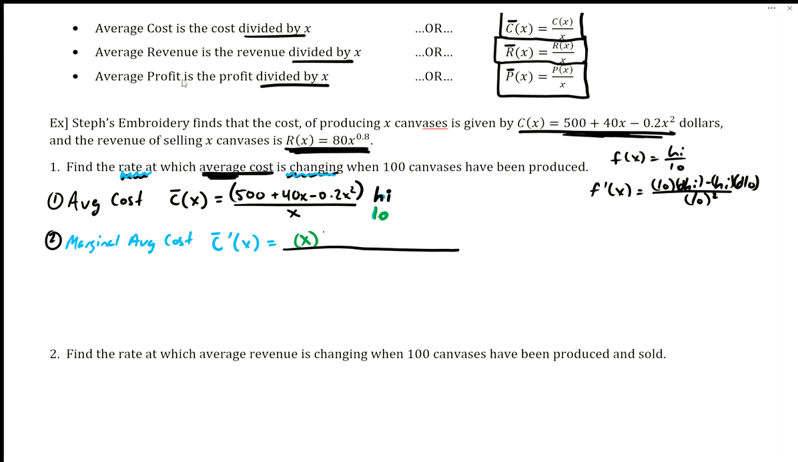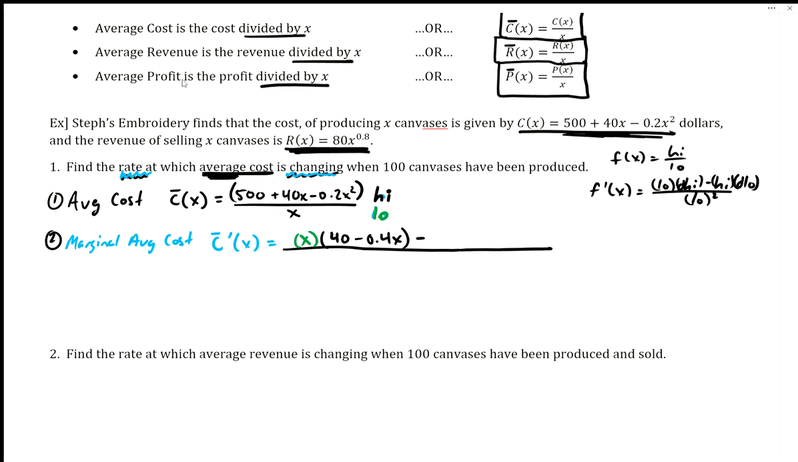So these I'm just going to write in. Let's go one step at a time still with this derivative. So the derivative of the high: derivative of 500, 0. Derivative of 40x would be 40. Derivative of the negative 0.2x squared, the 2 will multiply the front, so I'm going to do that as minus 0.4x.